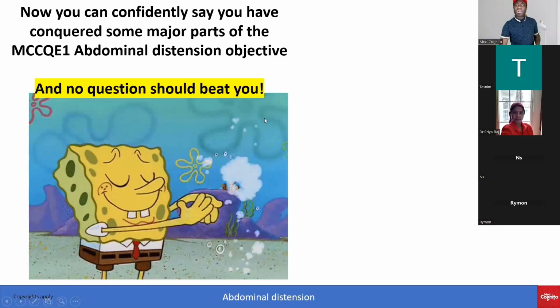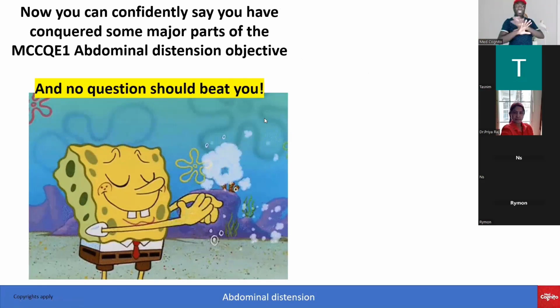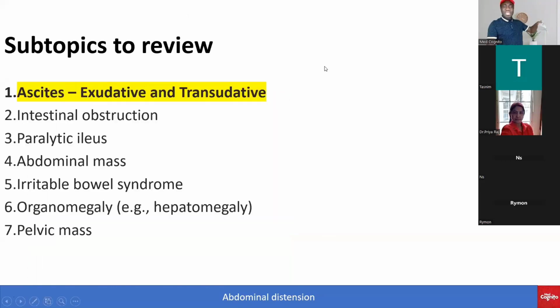So you realize that now you can confidently say you have conquered some major parts of the QE1 abdominal distension objective, but that is not all. Now I'm going to show you this. I need you to write this down.